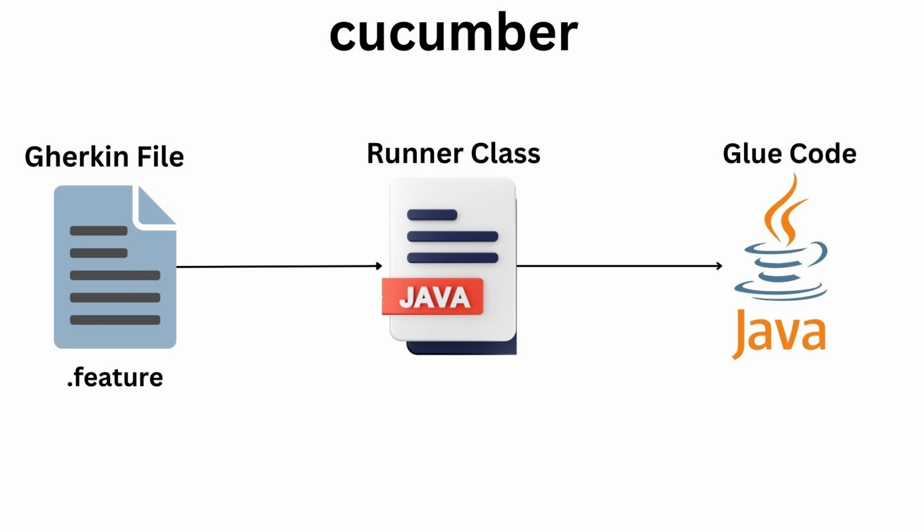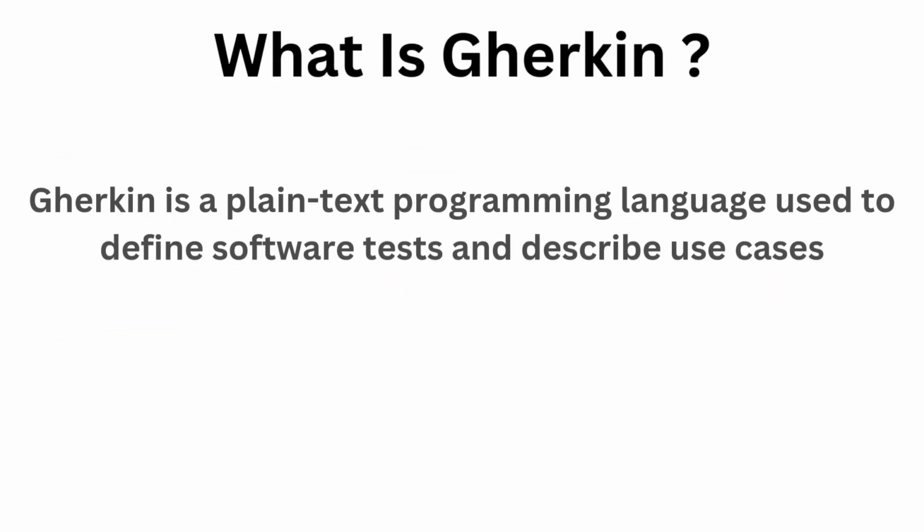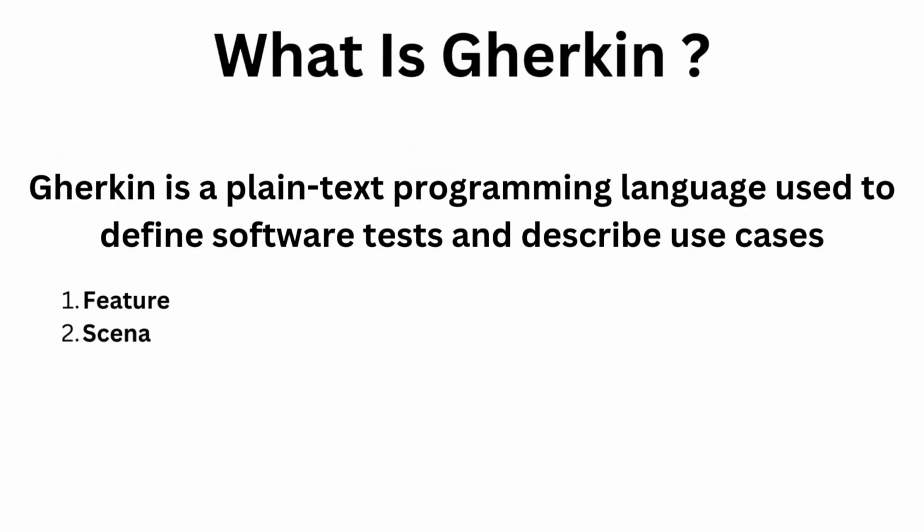After the feature steps are written in the feature file, execution control always looks for the glue code of the provided steps in the feature file. But Cucumber is not aware of the glue code location. At this point, we require a runner class, which is a bridge between the feature file and the step definition class or glue code. When I say Gherkin language, what actually is Gherkin?